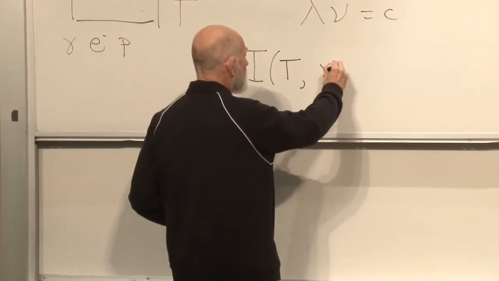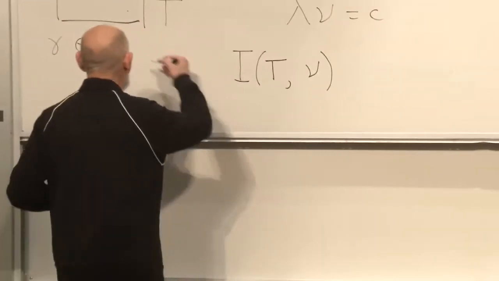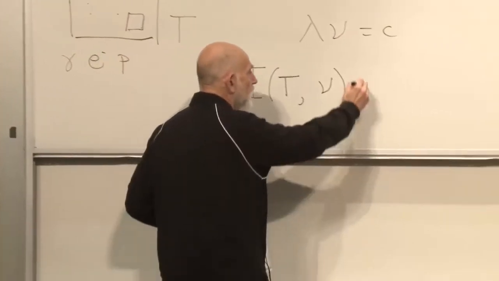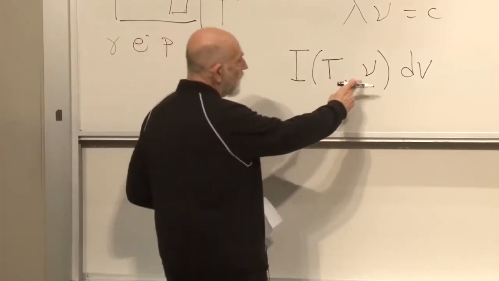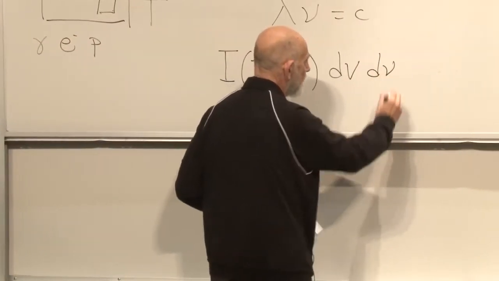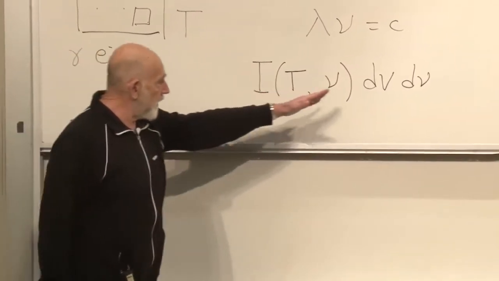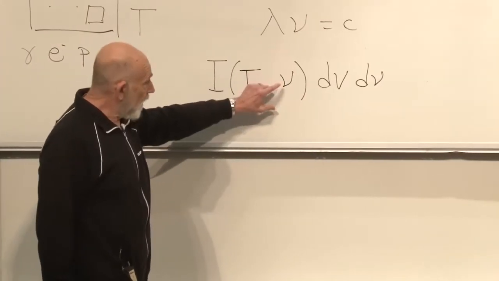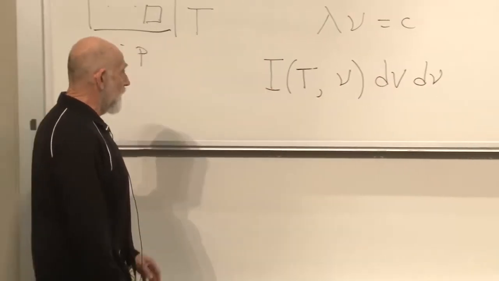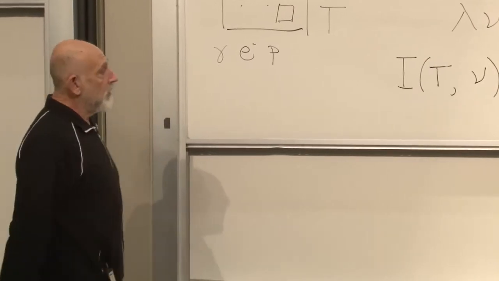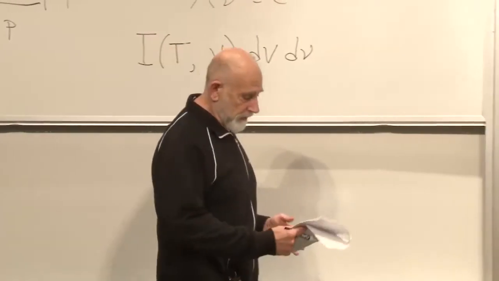It's defined in such a way that if you multiply it by the volume of the box, or just a small little differential volume in the box, dV, and you multiply it by a small differential of frequency, d nu, that tells you how much energy is stored in the volume V in a band of frequencies between frequency nu and nu plus d nu. That's the meaning of the intensity. In other words, the energy density per unit frequency, and it's a function of the temperature. The higher the temperature, the higher the intensity.